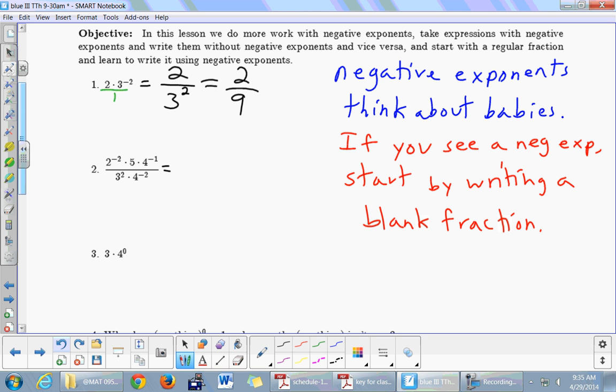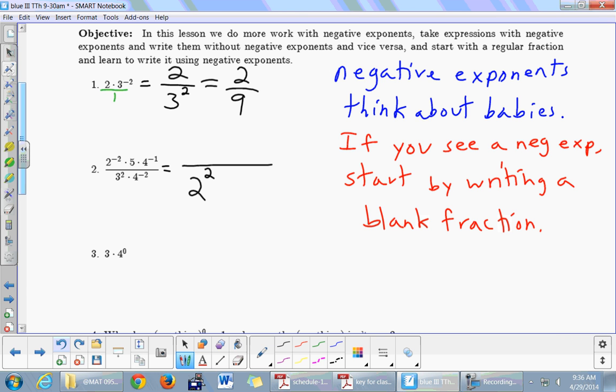Okay, number 2. What's the first thing we should write because we see negative exponents? It's written up there in red. Blank fraction. I really think beginning with a blank fraction just sets the stage, sets the table for you. So let's just take each piece in the order that we see it. The first thing I see is a 2 to the negative 2. Does it want to move? Yes, because it's negative, and so it moves. Where does it move to? Bottom, and it becomes 2 to the positive 2.